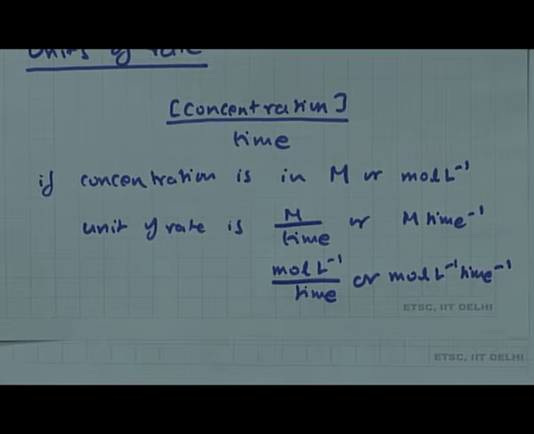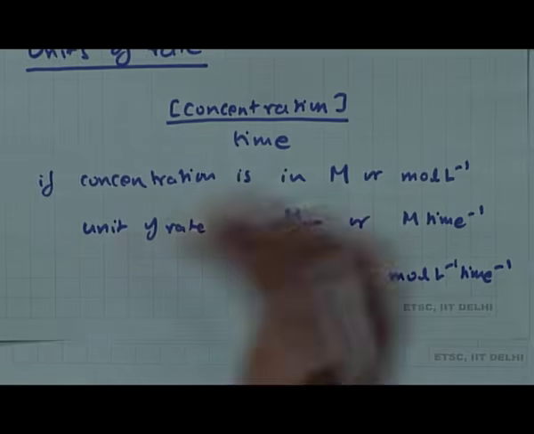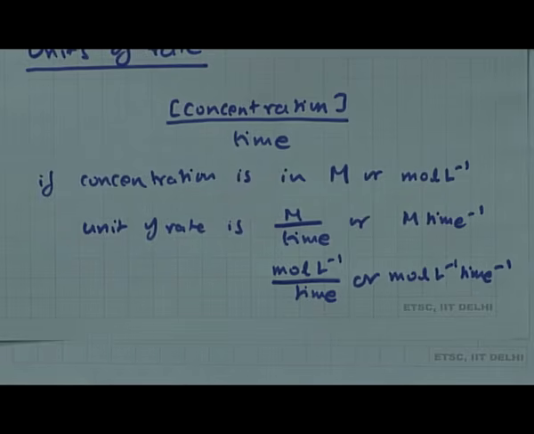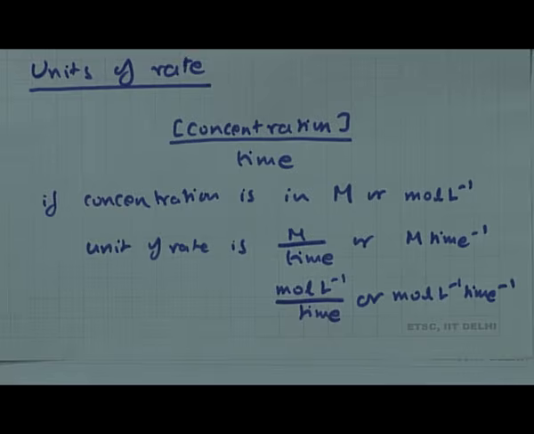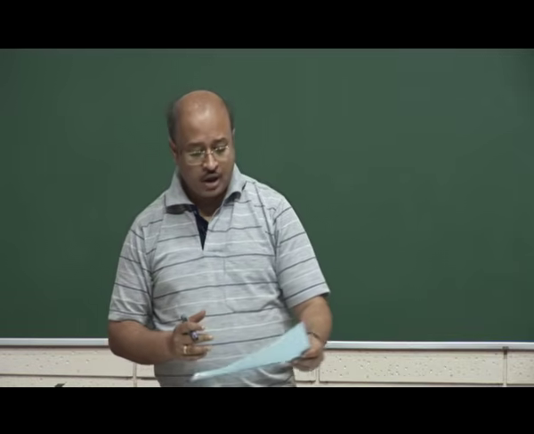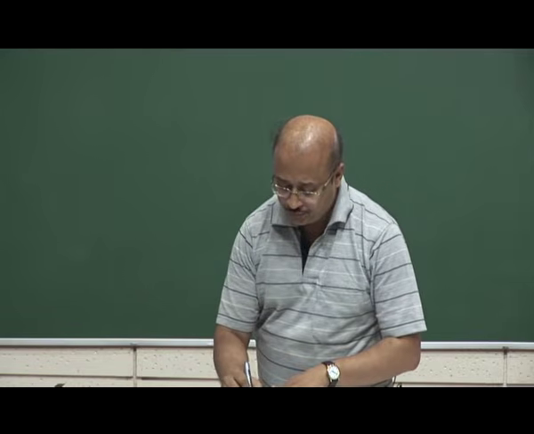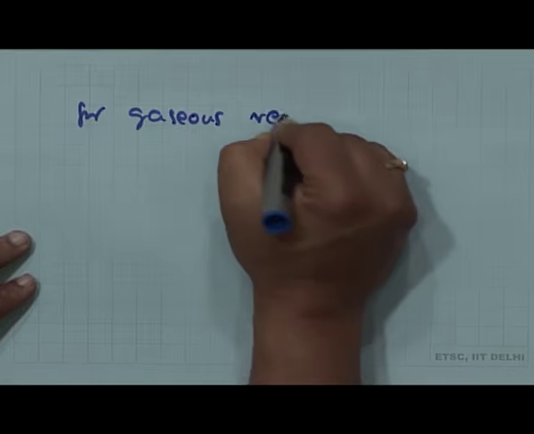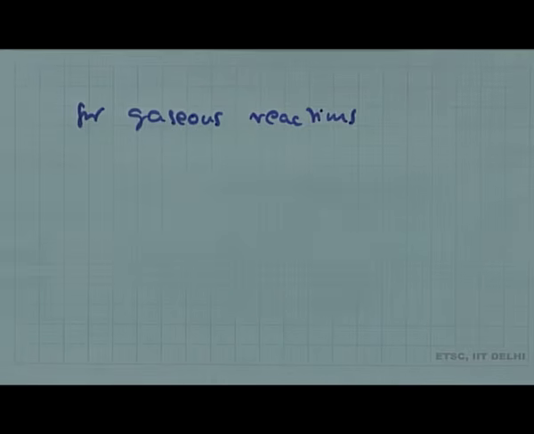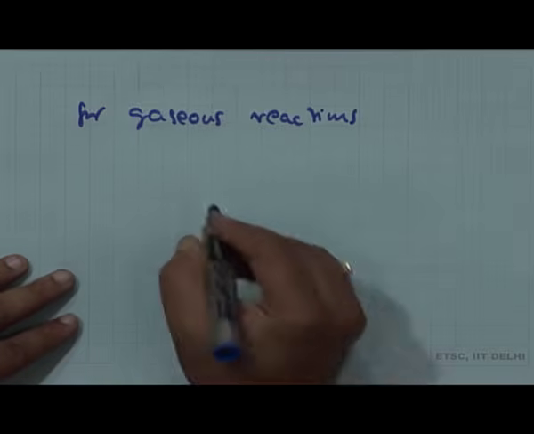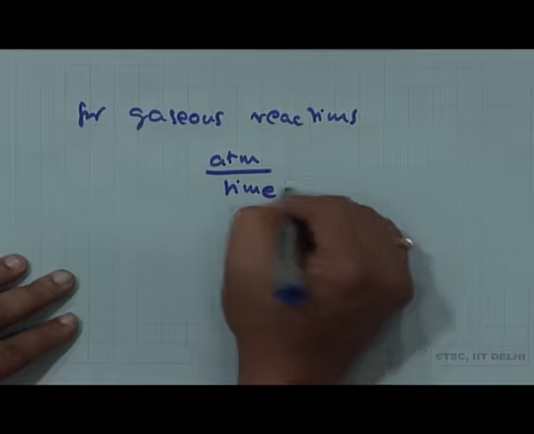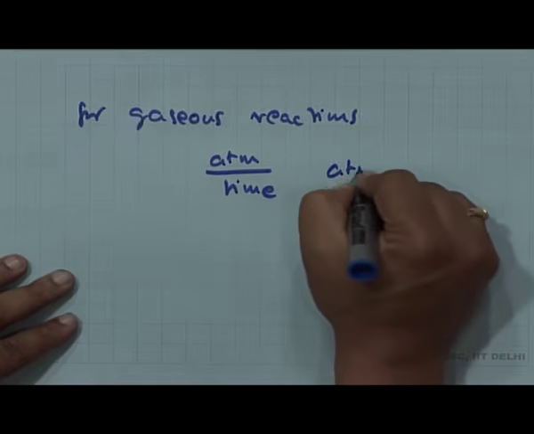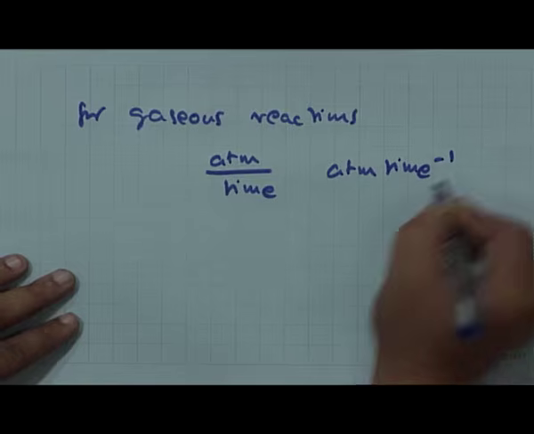Remember, time can be anything, time can be seconds, minutes, or hours, depending upon the type of reaction you are studying. So, this is how the units would be written if the concentration is expressed in molar units. However, for gaseous reactions, one of the common ways of expressing this is atmospheres over time, or atmosphere time inverse.